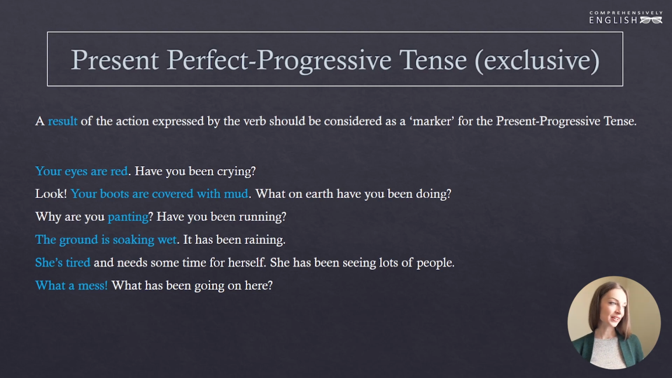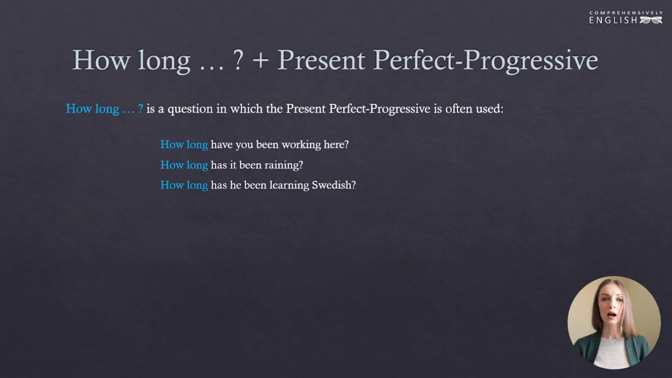In all of these sentences, I highlighted the results. And these results are the things that show you that you must use the present perfect progressive tense. How long is also used with the present perfect progressive tense because it speaks about something that was going on for a while and can bring a result to the present. How long have you been working here? How long has it been raining? How long has he been learning Swedish?